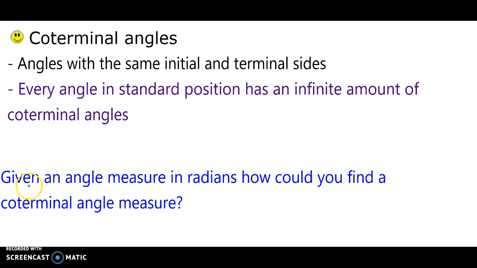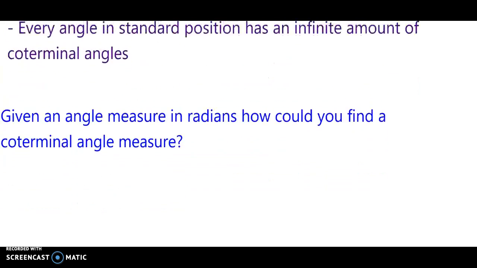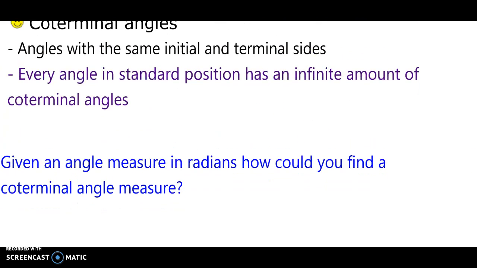So I have this question for you. It says, given an angle measure in radians, how could you find a coterminal angle? So what I'd like you to do is take a minute here, write down a response, and then go ahead and unpause me.